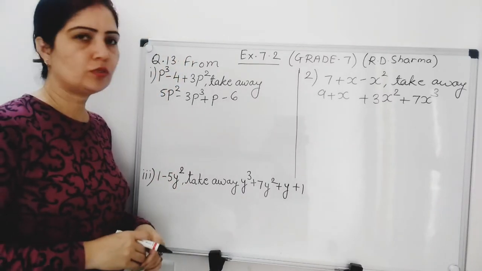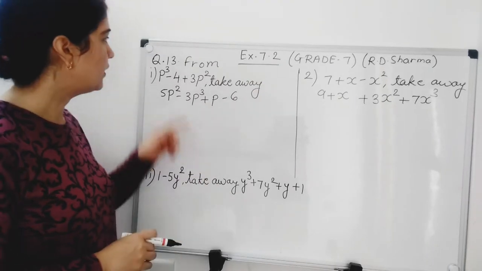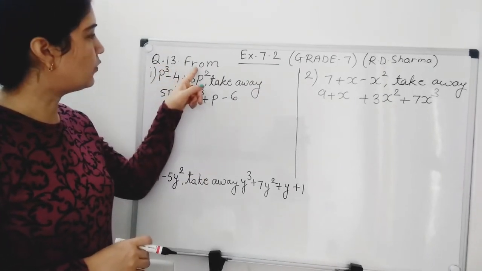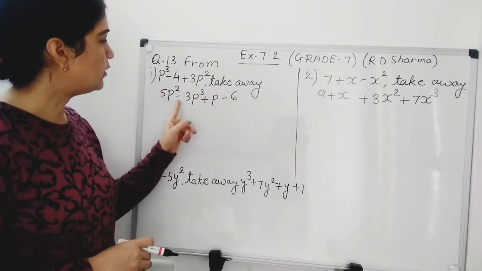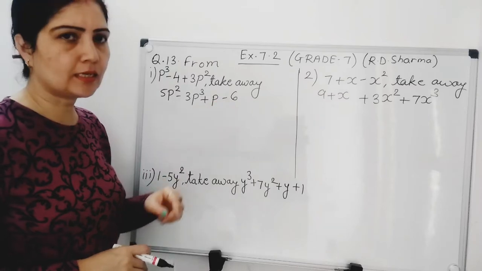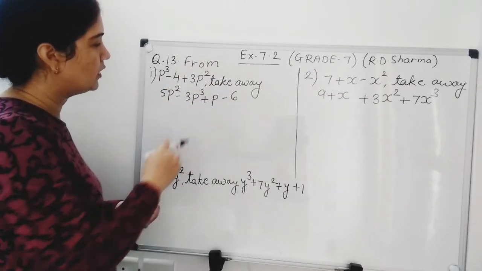So now we are going to see question number 13, exercise 7.2, grade 7 edition 1. Question number 13 is saying: from p cube minus 4 plus 3p square, take away 5p square minus 3p cube plus p minus 6. Means this term will come first and the second term will be 5p square all the time.